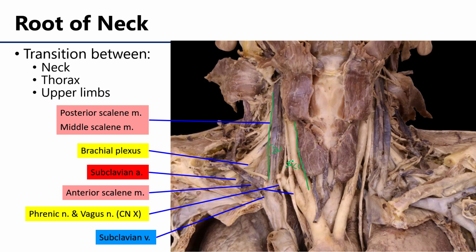This has been sort of splayed out. We have the phrenic nerve as it descends. We have the anterior scalene muscle. We also have the subclavian vein and subclavian artery. And we have elements of the brachial plexus as it exits between the anterior and middle scalene muscles, as well as the posterior scalene muscle, which is behind the middle scalene muscle.